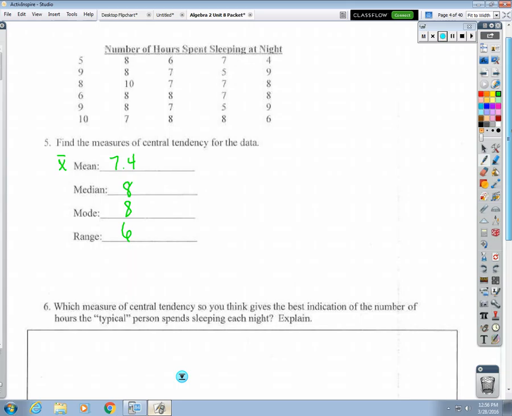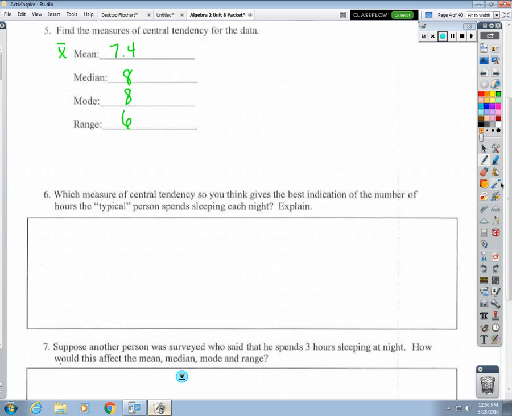Okay, which measure of central tendency, so you think, gives the best indication of the number of hours the typical person spends sleeping each night? So which one of these, the mean, the median, the mode, or the range, would be the best representation of a typical person and how many hours they sleep? Okay, this is kind of a bad question for this data because aren't all three of these very close? Yeah. So really, any of these three would be a good indication of how many hours the typical person sleeps tonight.